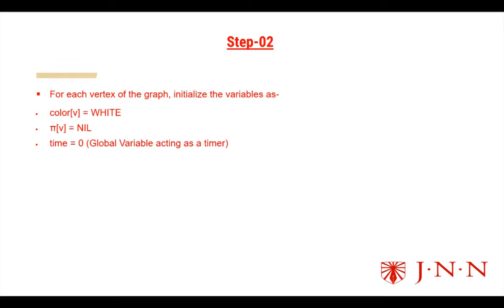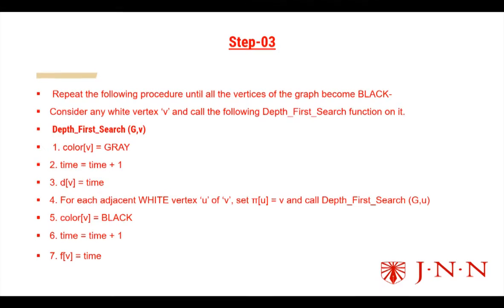So that is the total unit of time. In this slide, the algorithm has been explained in depth, and we gave that explanation in the previous slide. Here, each vertex of the graph is initialized with the color white, and it does not initially have any predecessor, which is why we put nil. The time unit is used as a global variable acting as a timer, so initially the time variable is 0.